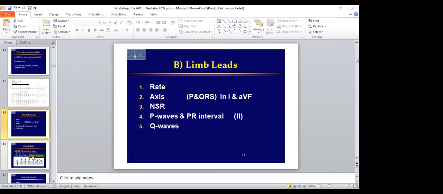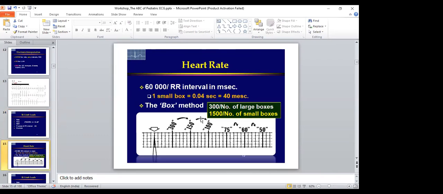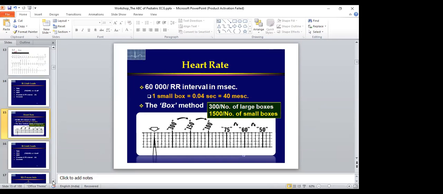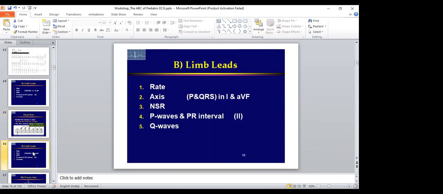Thank you. So heart rate, when we calculate heart rate, there are two ways. First, if we calculate with milliseconds, then it is 60,000 divided by RR interval in milliseconds. One small box is 40 milliseconds. When we talk about the box method, it is 300 divided by the number of large boxes or 1500 divided by small boxes. This gives us a fair idea of what the heart rate is.